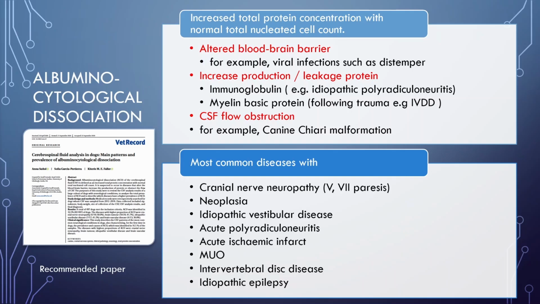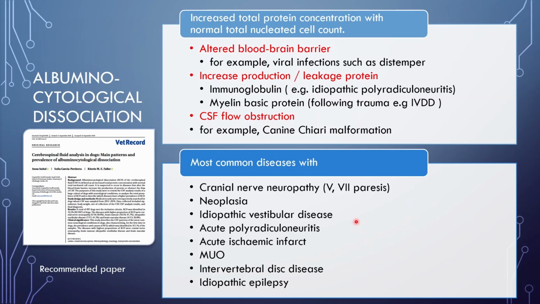You may have it because of damage to the nervous system, for example, myelin basic protein following trauma, for example, intervertebral disc disease. And you can also have it if the CSF flow is sludgy, is not moving very quickly because there's some kind of obstruction. For example, in canine Chiari malformation, it's not unusual for the CSF protein to go up.